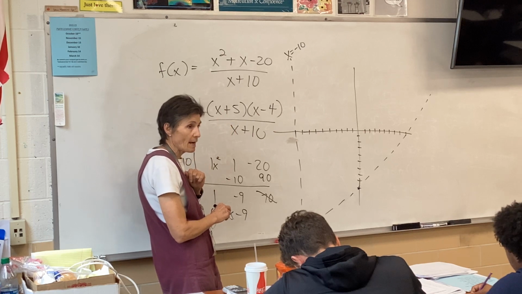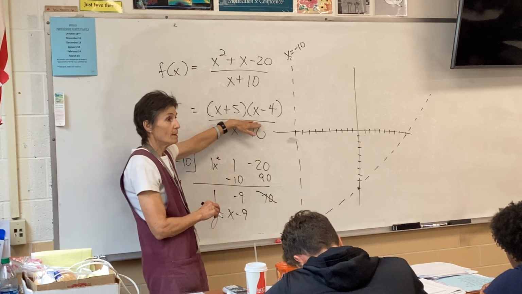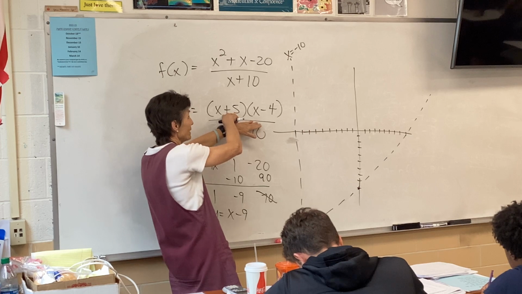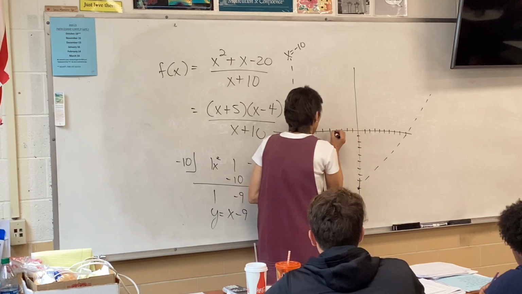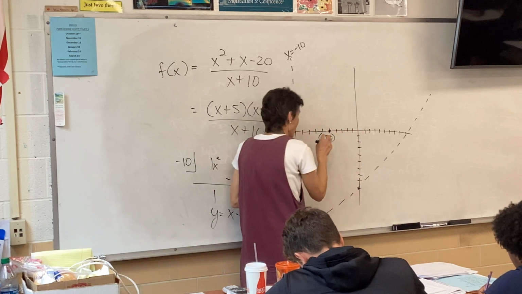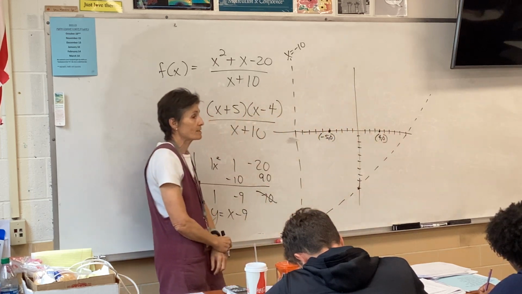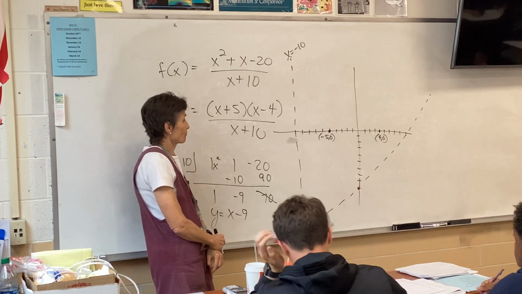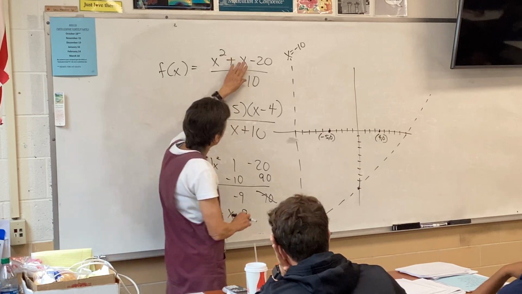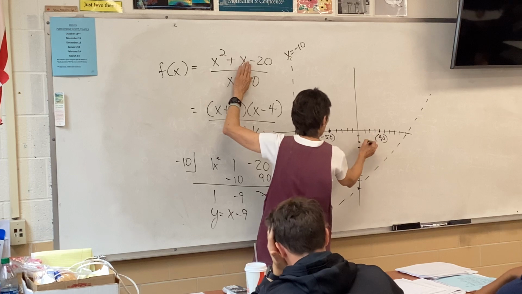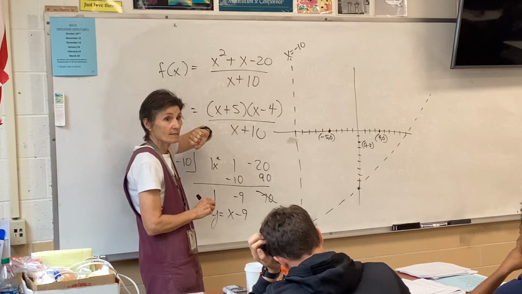Now, where are my intercepts? Well, that's what this factoring up here is useful for. Because what happens if you let x be -5 or +4? You get 0. So -5 is a 0, and 4 is a 0. Those are my x-intercepts. My y-intercept, if I let the x's be 0, it looks like my y-intercept is at -2. Would everybody agree with that? Putting in zeros for the x's?